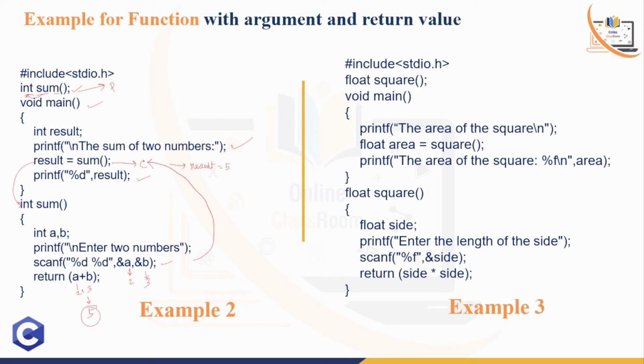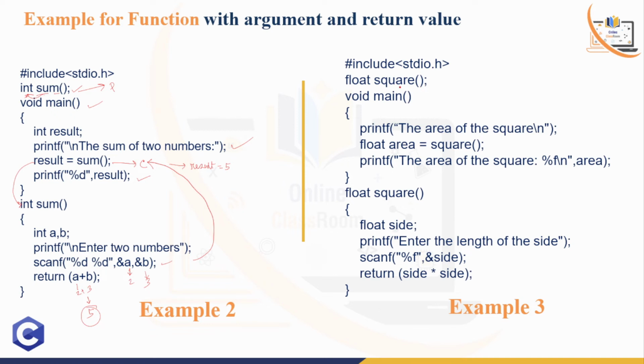Now there is another example for your better understanding. Now there is an example with a square. So we want to find out the area of a particular space. Suppose it is a square, so area means we have to just multiply the two sides, according to the mathematics.